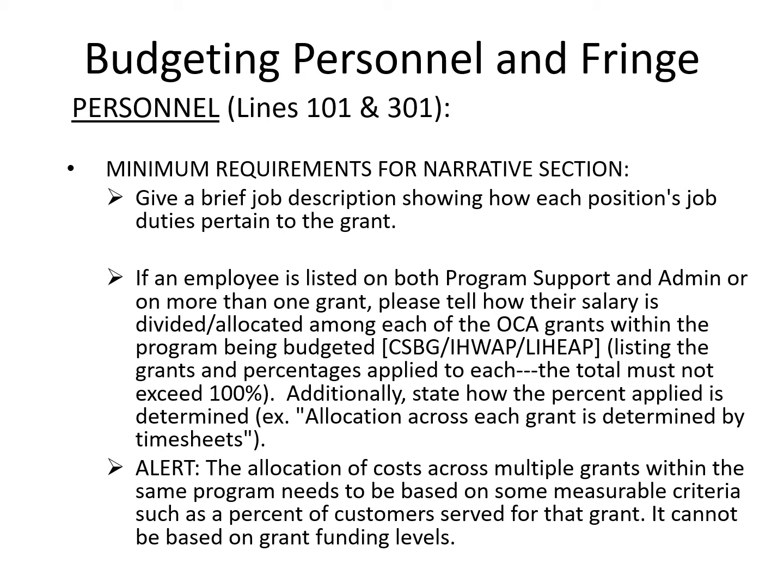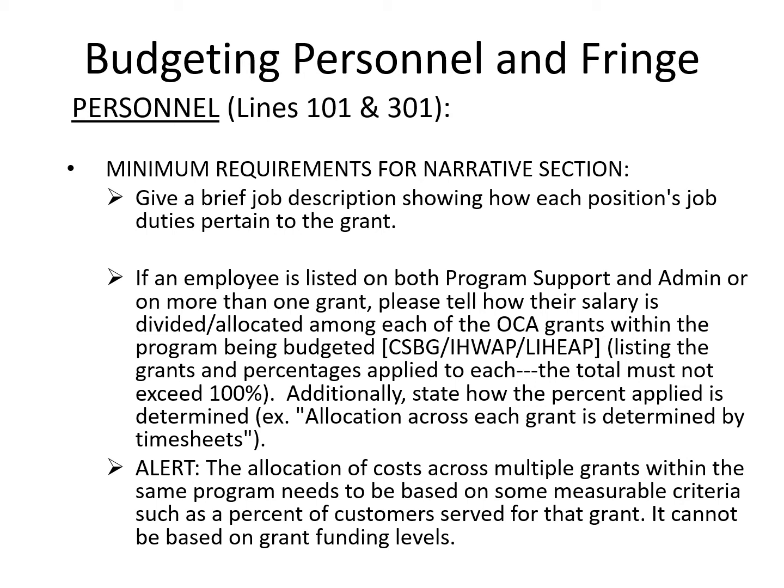The minimum requirements for the narrative section of this budget: you need to give a brief description showing how each position's job duties pertain to the grant. If an employee is listed on both program support and administration, or on more than one grant, please tell how their salary is divided or allocated among each of the OCA grants within the program being budgeted.